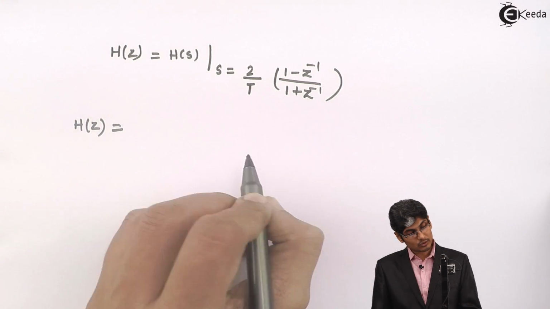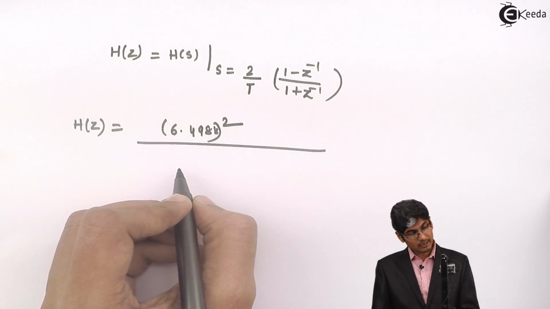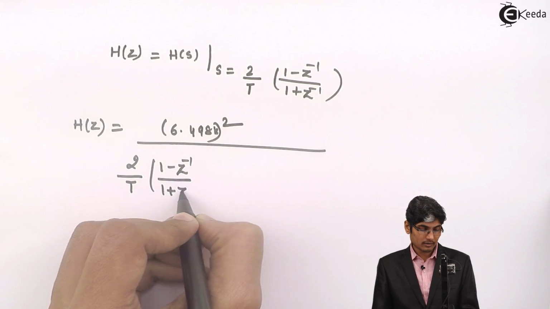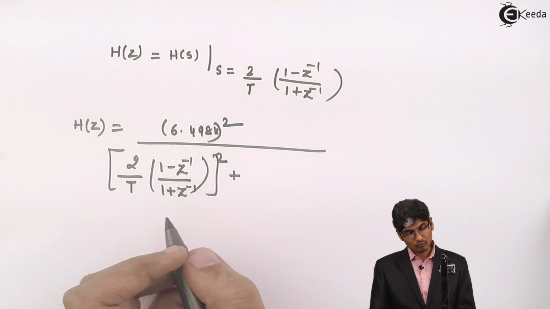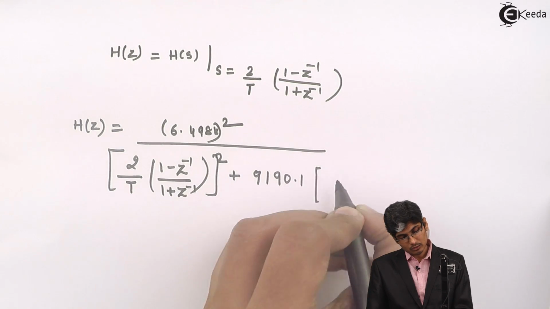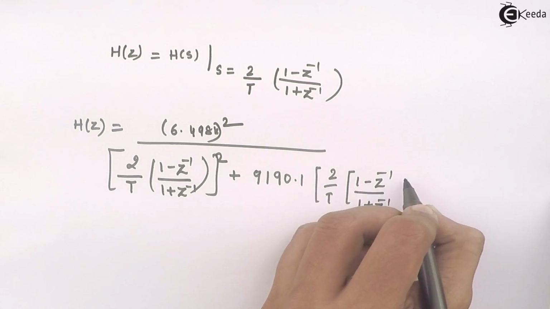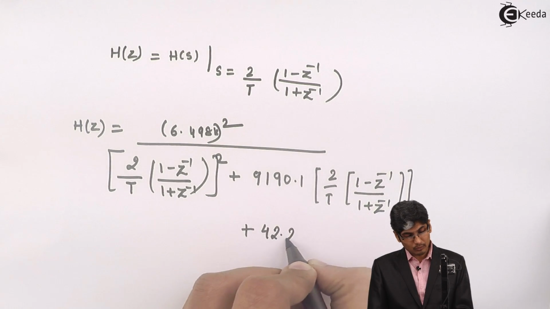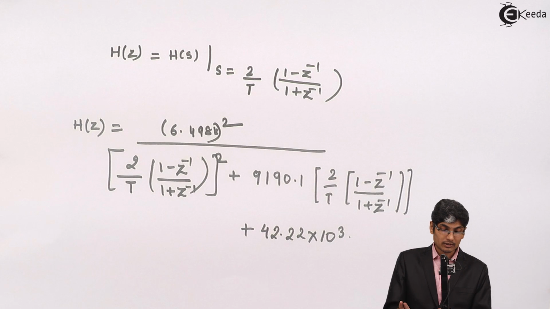So my H of z will be equal to 6.498k whole square divided by s square, which will now be 2 by T, 1 minus z inverse upon 1 plus z inverse the whole square, plus 9190.1 into 2 by T, 1 minus z inverse upon 1 plus z inverse, plus 42.22 into 10 raised to 3. This is the value of the transfer function.